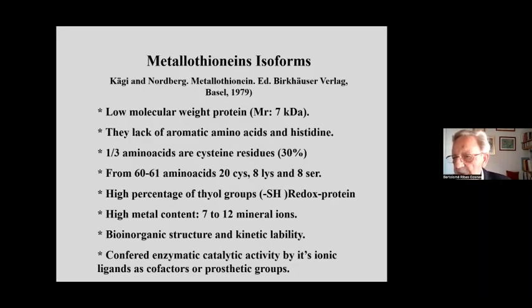In the next figure, we see that after Kagi and Nordberg, Metallothionein, edited by Birkhauser, Basel, in 1979, metallothioneins are low molecular weight proteins of 7 kilodaltons, with non-enzymatic activity, lack of aromatic amino acids and histidine, and with 20 cysteines of 60 to 70 amino acids. In invertebrates, metallothionein isoforms have about 70 amino acids. High percentage of thiol group, high metal content, 7 to 12 mineral ions, by inorganic structure and kinetic lability, conferred catalytic activity by its ionic ligands, and great reduction power localized in all cellular systems, as in cytoplasm, mitochondria, and also in nuclei of hepatocytes.